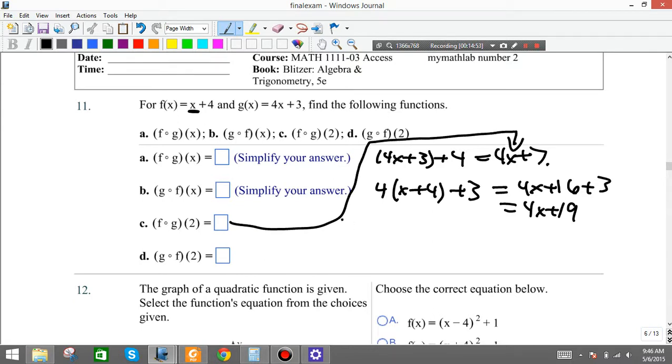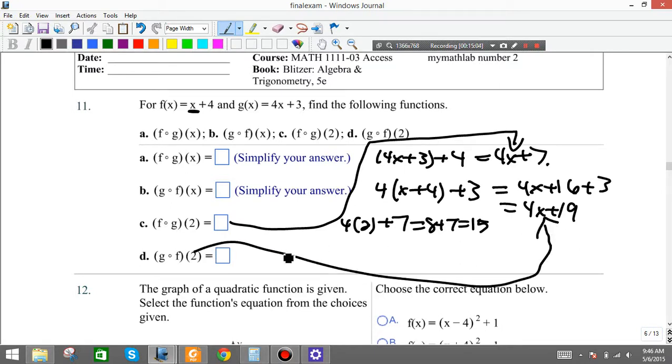F of g of 2, you just take the 2 and you plug it in here for x. That's 4 times 2 plus 7. That's 8 plus 7. That number is 15. G of f of 2, in a similar way, you replace that x with a 2. 4 times 2 plus 19 is 8 plus 19. That number is 27.